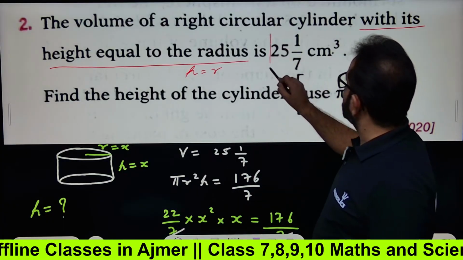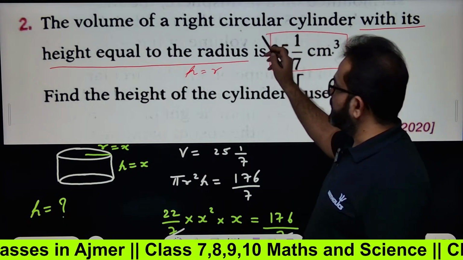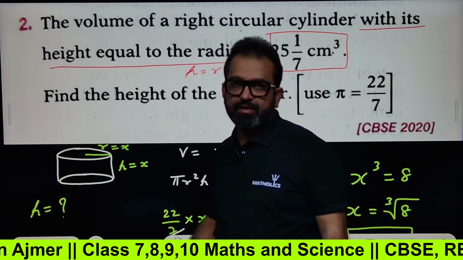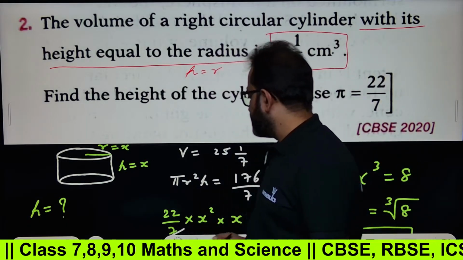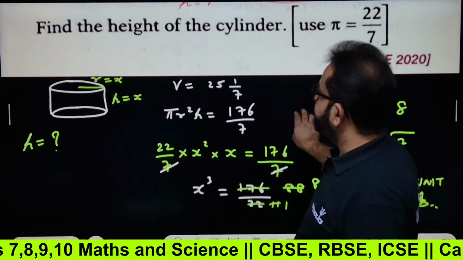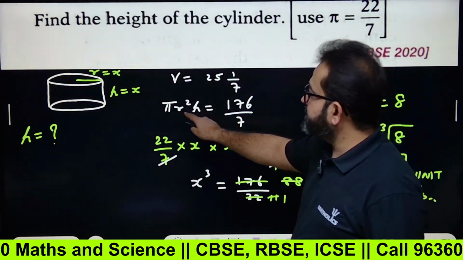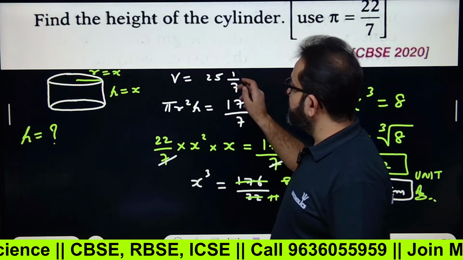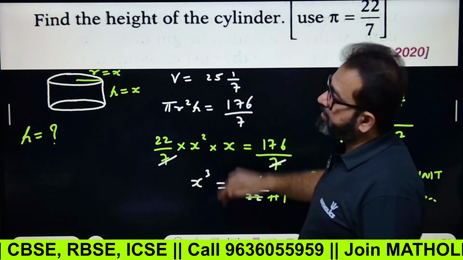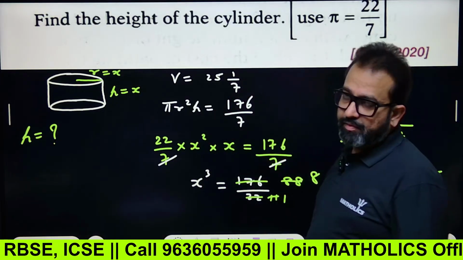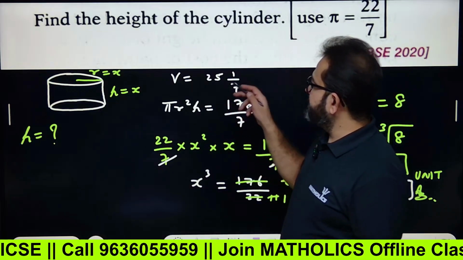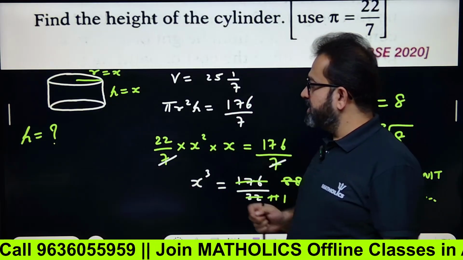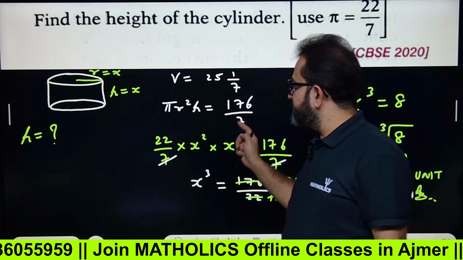And if this is given, find the height of the cylinder. You can use the volume as this and equate it to the formula. For the cylinder, you have the formula pi r square h obviously. So pi r square h is equal to the volume. If this is given 25 1 by 7, convert this into a complete fraction. 25 into 7 will be 175, and 1 more, 176 by 7. So pi r square h equals 176 by 7.